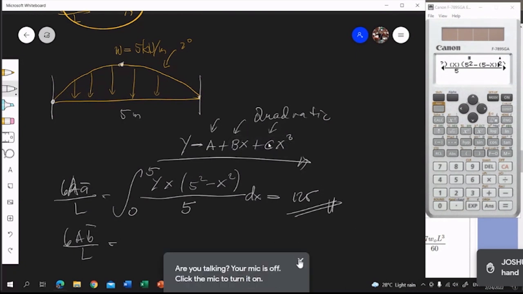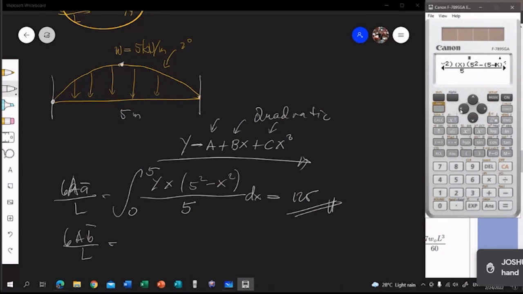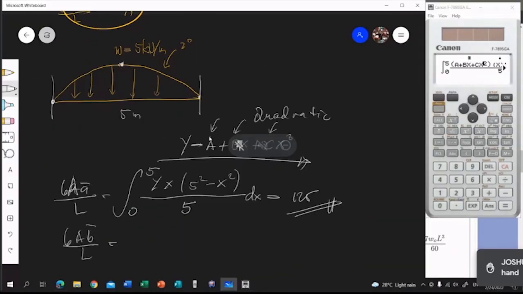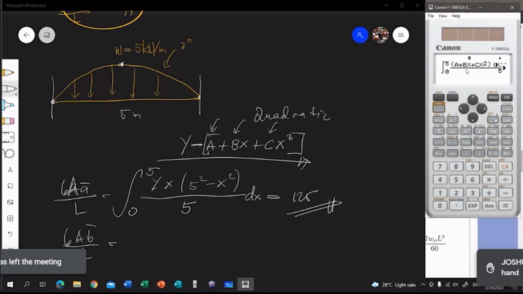Yes sir. Then how do you get the value of cx squared? You do not get it separately. You input into the calculator a plus bx plus cx squared, like this one. Can you see my calculator? You do not compute the value of cx squared separately. This is the equation that dictates the behavior of the graph of your y, your loading.